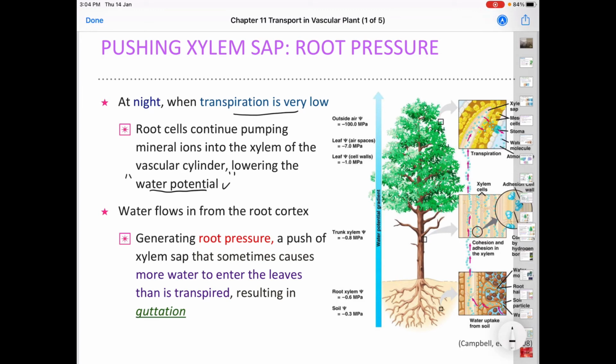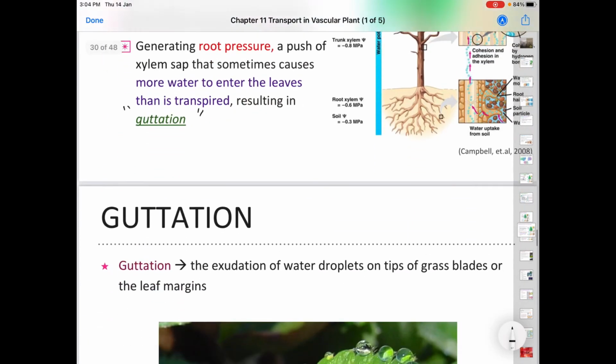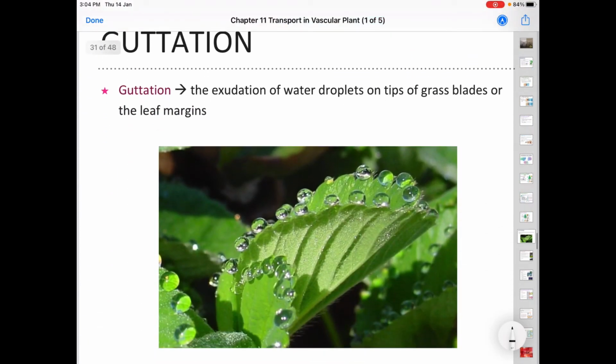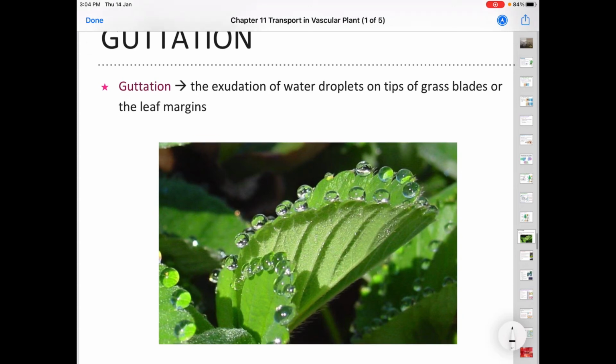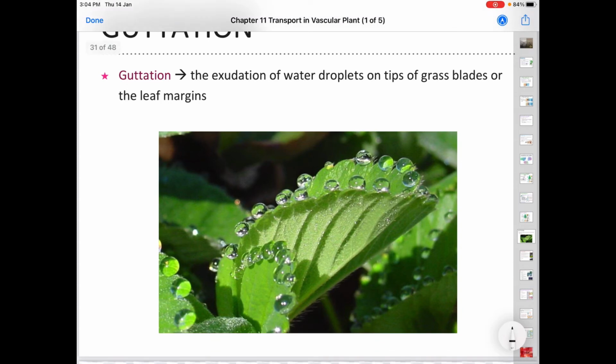So this will generate root pressure, a push of xylem sap that sometimes causes more water to enter the leaf than is transpired. This will result in guttation. Later we will see what guttation is. So this is the guttation: the exudation of water droplets on tips of grass blades or the leaf margin.